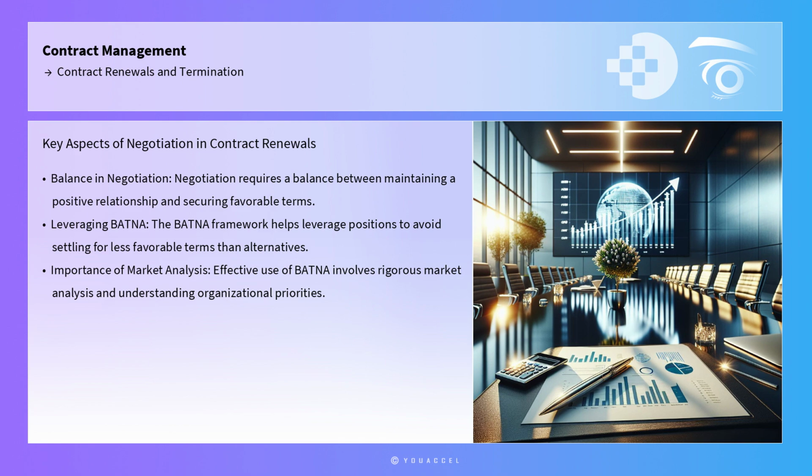Negotiation is a critical phase in contract renewals, requiring a balance between maintaining a positive relationship with the other party and securing favorable terms for one's organization. The BATNA framework is a valuable tool in this context. By identifying the best alternative to a negotiated agreement, contract managers can leverage their position in negotiations, ensuring that they do not settle for less favorable terms than their alternatives. Effective use of the BATNA framework involves rigorous market analysis and a clear understanding of the organization's priorities.